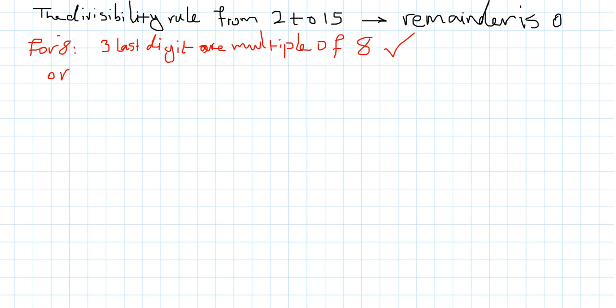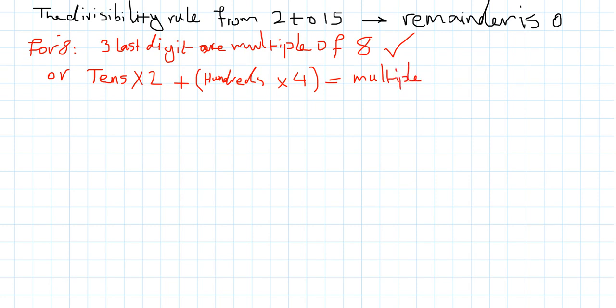if you 10th place value times 2 and added by 100th place value times 4, 100th place value times 4. If it is multiple of 8, it can divide it by 8. So we have two rules for this.